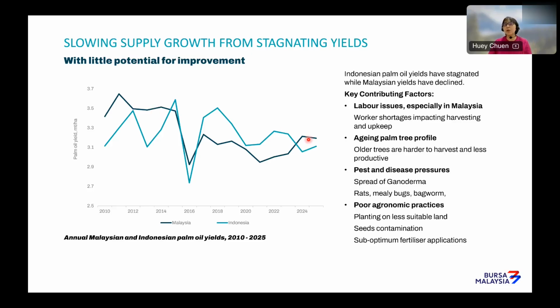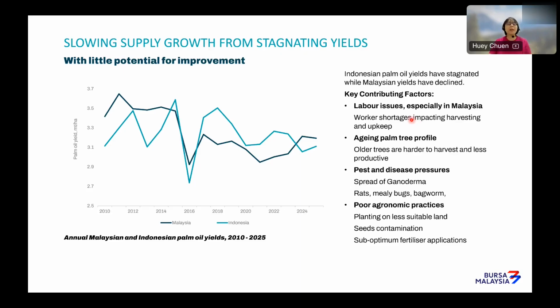And what are the key contributors to this? Of course, first of all, this is a very famous question and the problem Malaysia is facing: the labor issue. The worker shortage is impacting the harvesting and also the upkeep of the estates. Malaysia is a country that is highly dependent on foreign workers. In Sabah and Sarawak, close to 95% of the workers at the estates are foreigners, mainly coming from Indonesia.